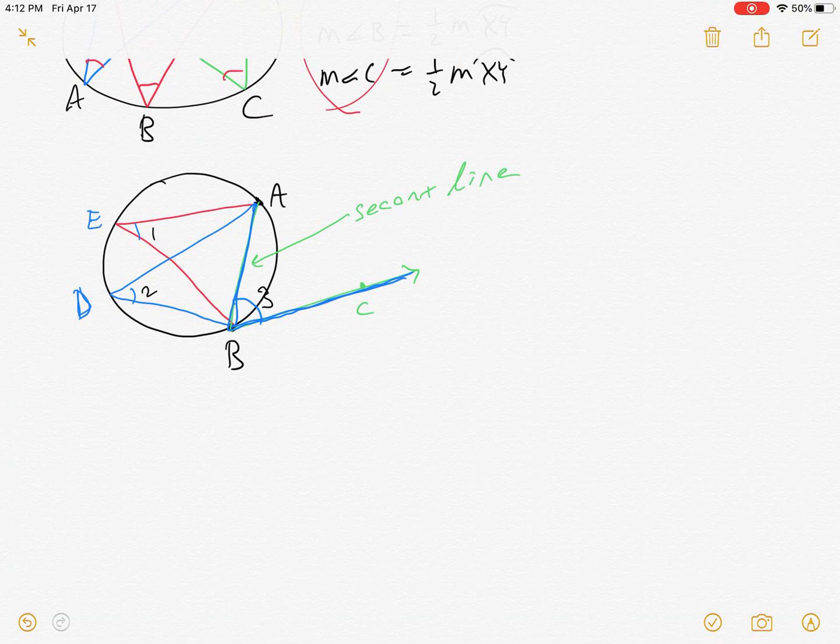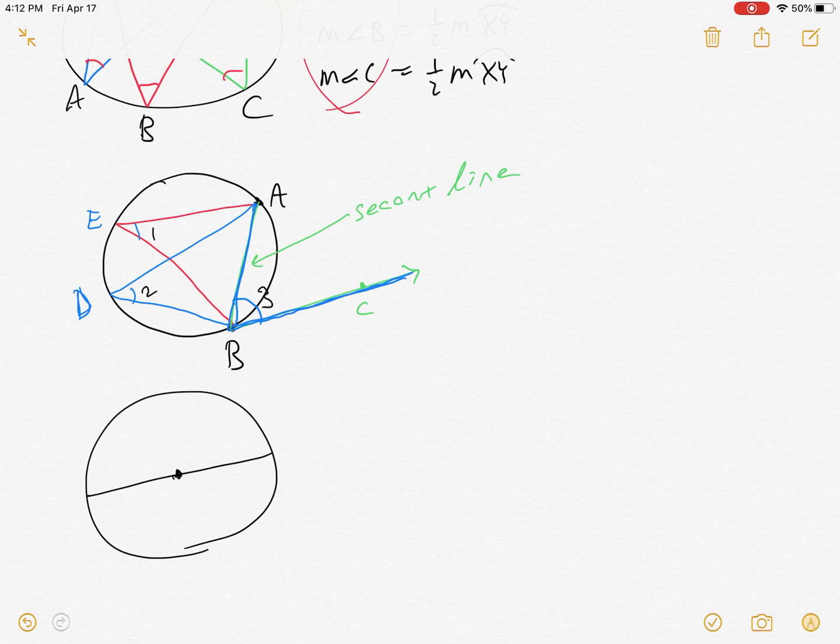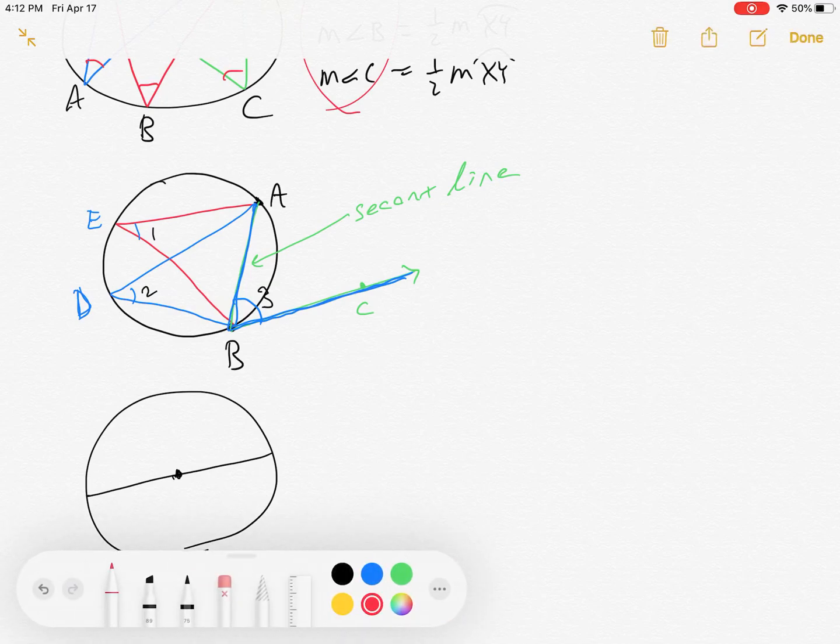That's a tricky one. And our final thing to note here, so what if we look at our intercepted arc being a diameter?